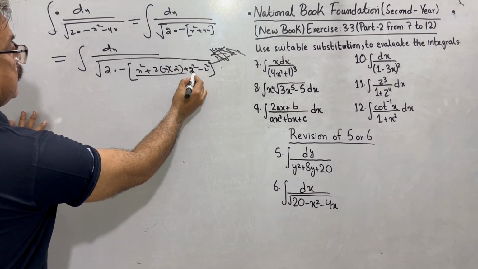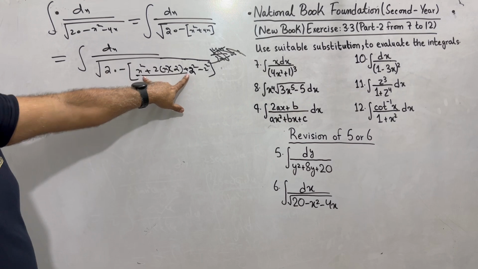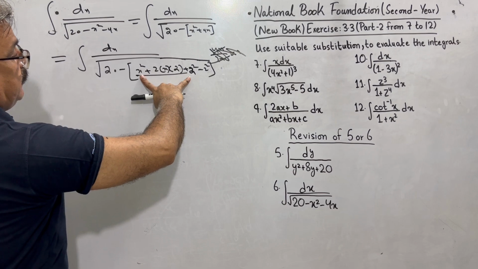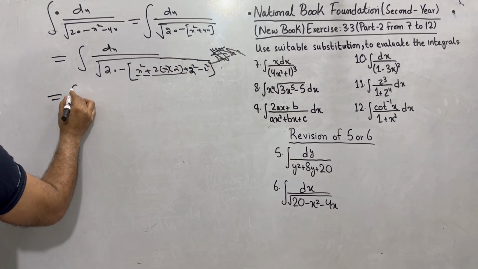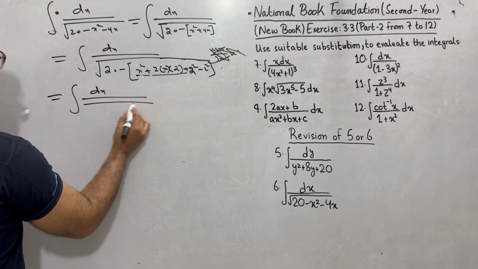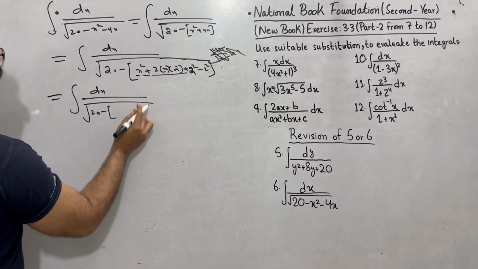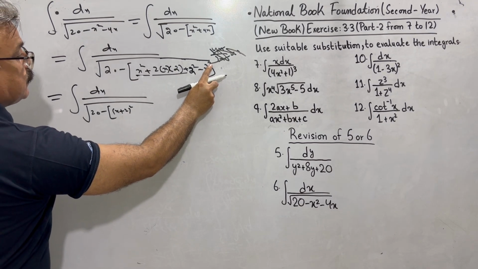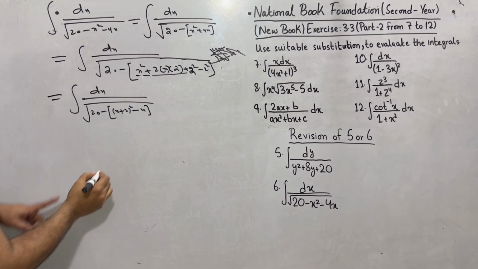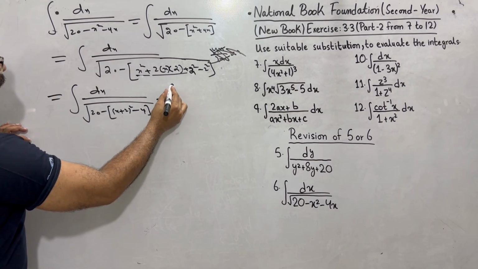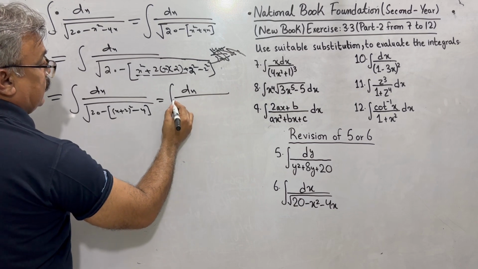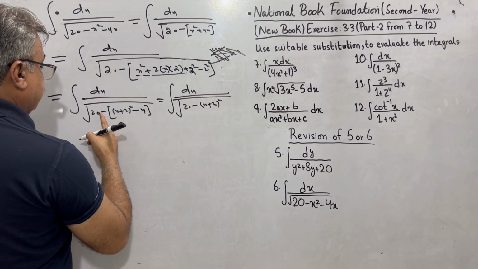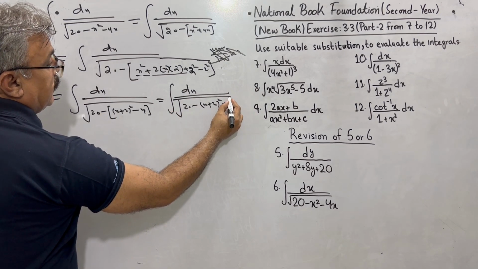It's a perfect square. Take the first one and the third one without square, and take the sign of the middle one. So we have something like that: dx over root of 20 minus, it will become x plus 2 overall square. The square belongs to only 2, it will become minus 2. Open up, multiply, then we come to know what we have to suppose, either sin or sec. 20 minus x plus 2 whole square.